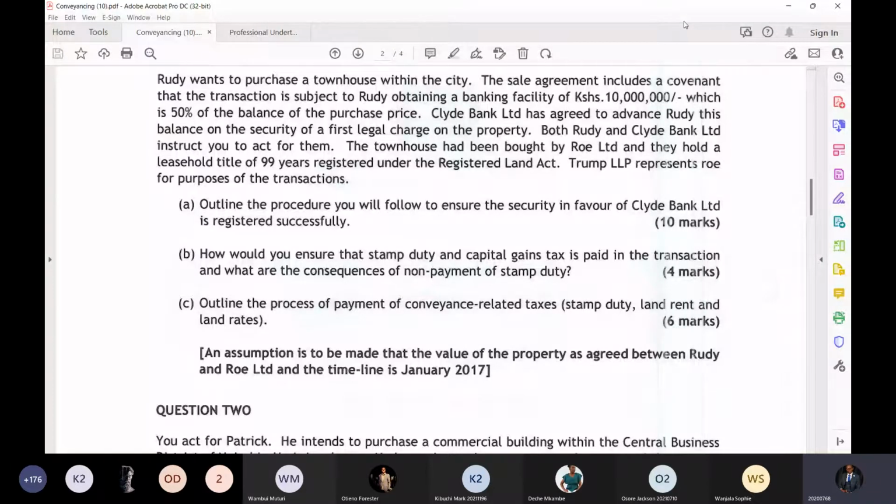Now, somebody assist me. What about capital gains tax? How do you pay for CGT? It's not in the question, but how do you pay for CGT? A question was asked: once you return the document to the collector of stamp duty, you stamp the document? Franking. It's franking.